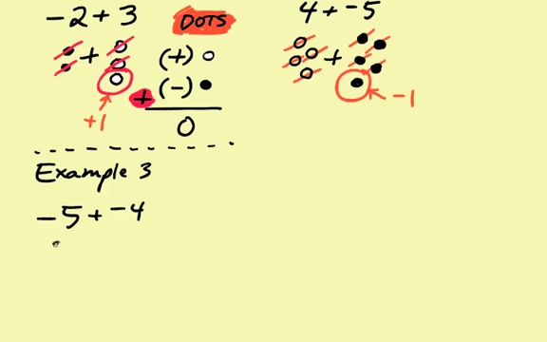We can put 5 black dots, and it's being added to 4 black dots. None of these dots cancel out because only the white and the black dots cancel each other out. So if we have just a bunch of black dots, really what we're getting is 9 of these black dots. 1, 2, 3, 4, 5, 6, 7, 8, 9. And that makes this a negative number. Okay, so that's pretty easy.